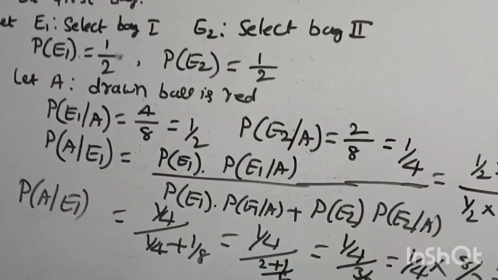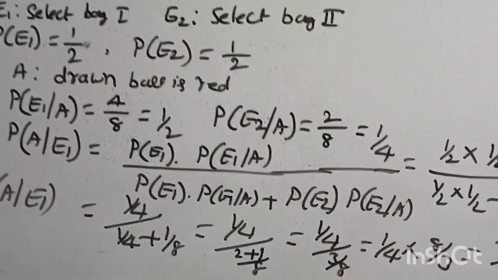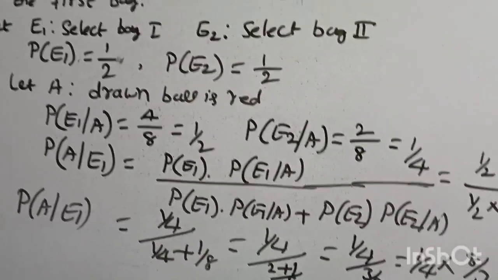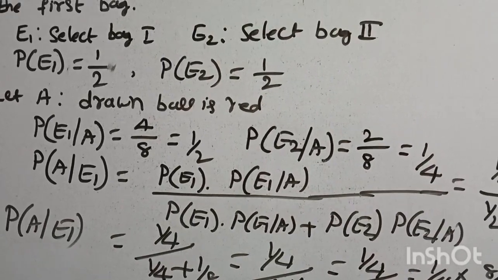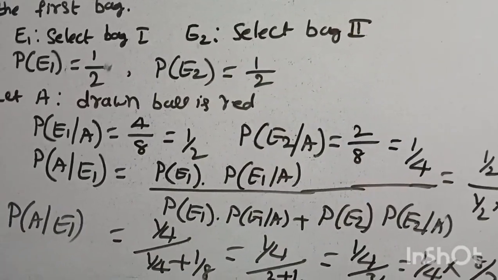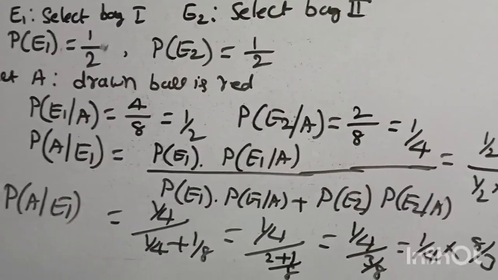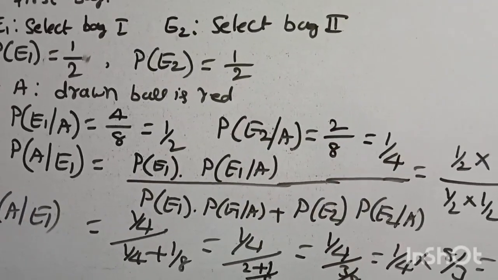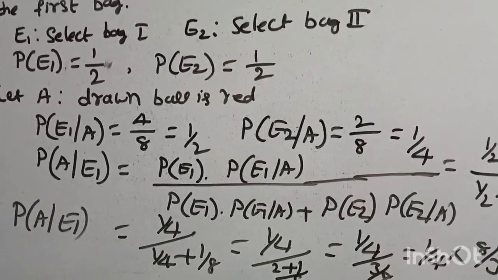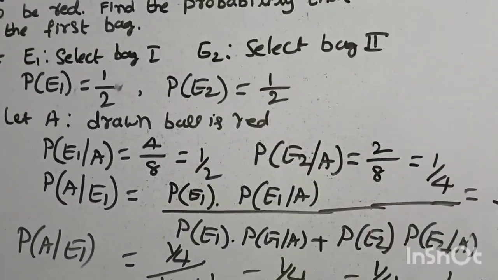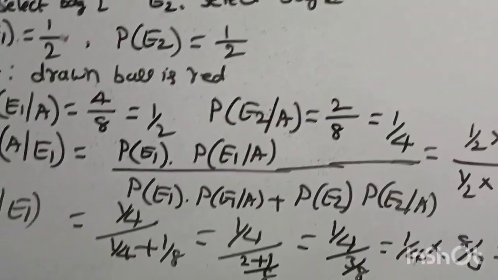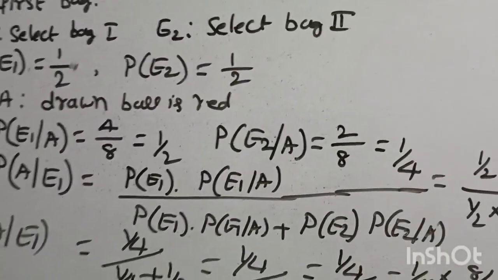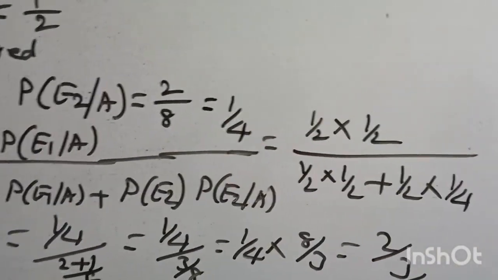Now, by using Bayes' theorem, the required probability, that the drawn ball is red and is from bag 1, can be written as the conditional probability of E1 given A. It is equal to probability of E1 into the conditional probability of A given E1, divided by, in the denominator, the total probability: probability of E1 into conditional probability of A given E1, plus probability of E2 into conditional probability of A given E2.